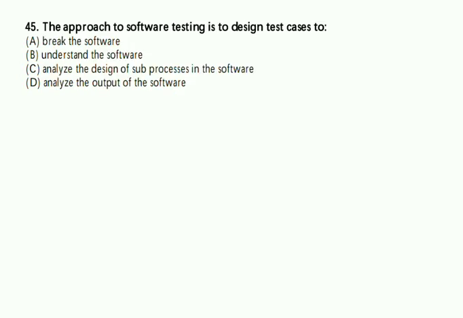The approach to software testing is to design the test cases to analyze the design of sub-process in the software. So option C is the correct answer. Analyze the design of sub-process in software. Software testing is an investigation conducted to provide stakeholders with information about the quality of the product or service under test. Test techniques include the process of executing a program or application with the intent of finding software bugs and to verify that the software product is fit for use.